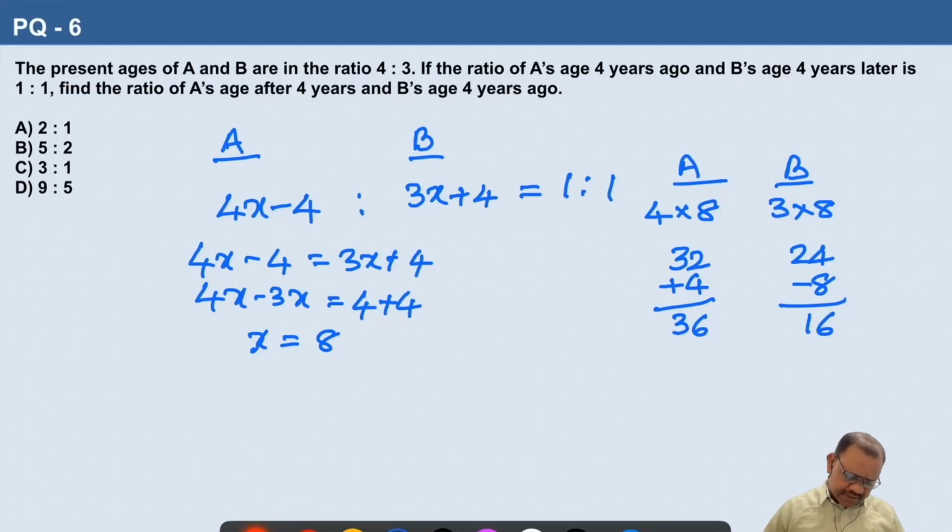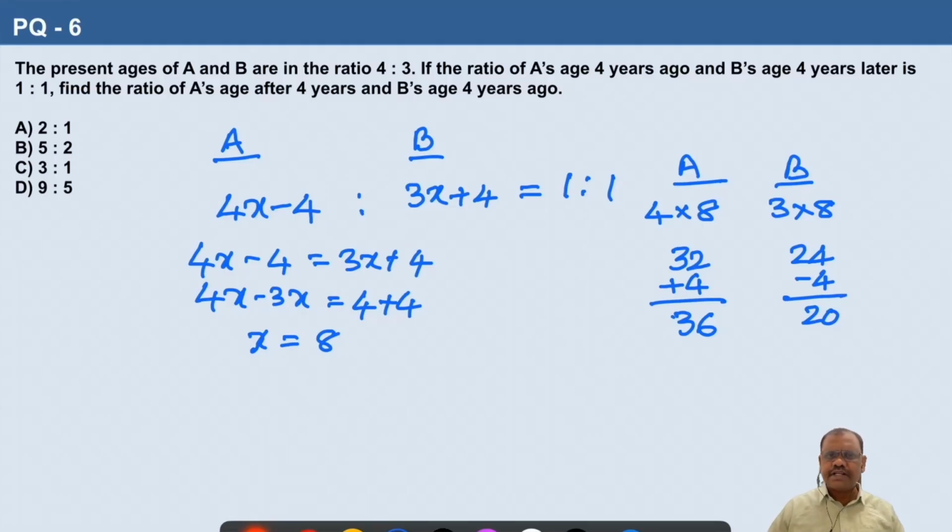So let us once again check it. 4x minus 4, that is 4 is to 3. X is equal to 8. That is 4 eights, 32. 3 eights, 24. Sorry, here we need to add 4. And here we have to subtract 4. Now 36. This is 24 minus 4, which is 20.